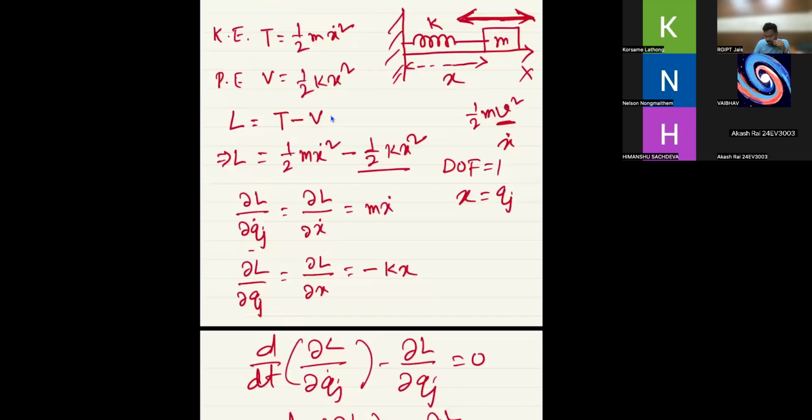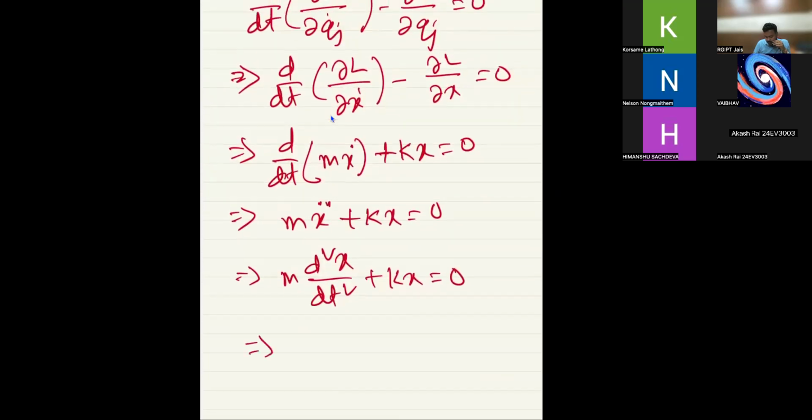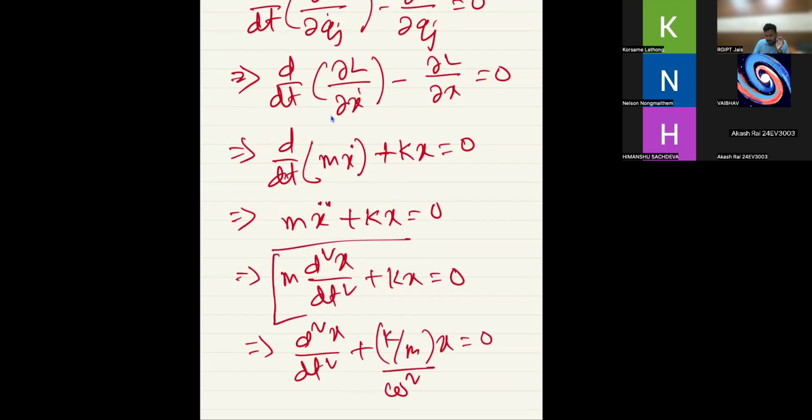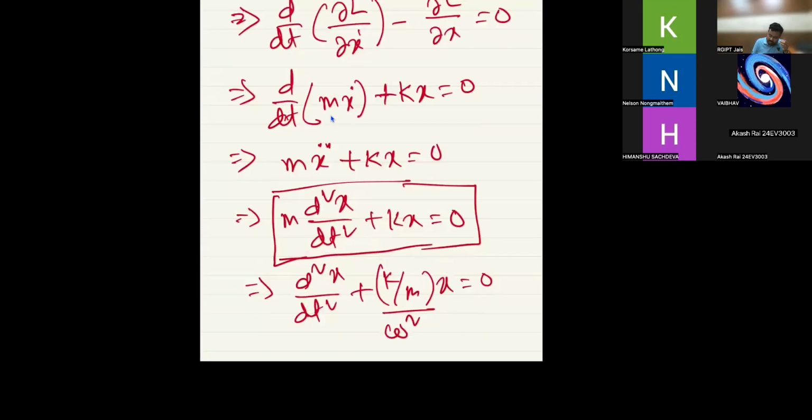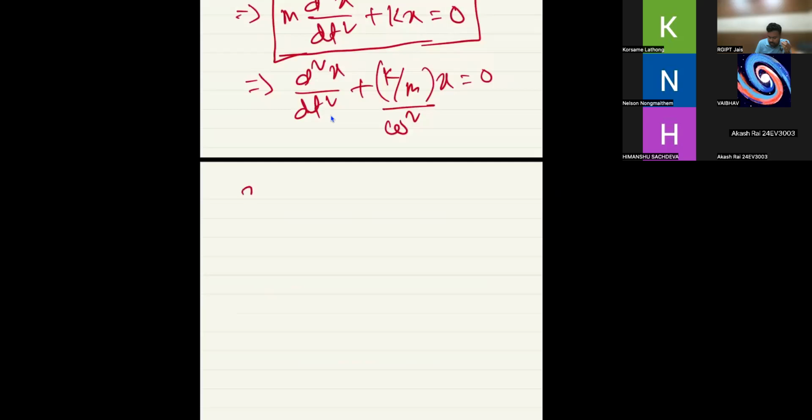Is this familiar to you now? Or you can write d2x dt2 plus k by m x equal to 0. And this k by m is basically omega square, right? This is the equation for a linear harmonic oscillator, right? So what is the meaning of double dot on x? Whenever I write x dot, that means dx dt. If I write x double dot, that means d2x dt2.